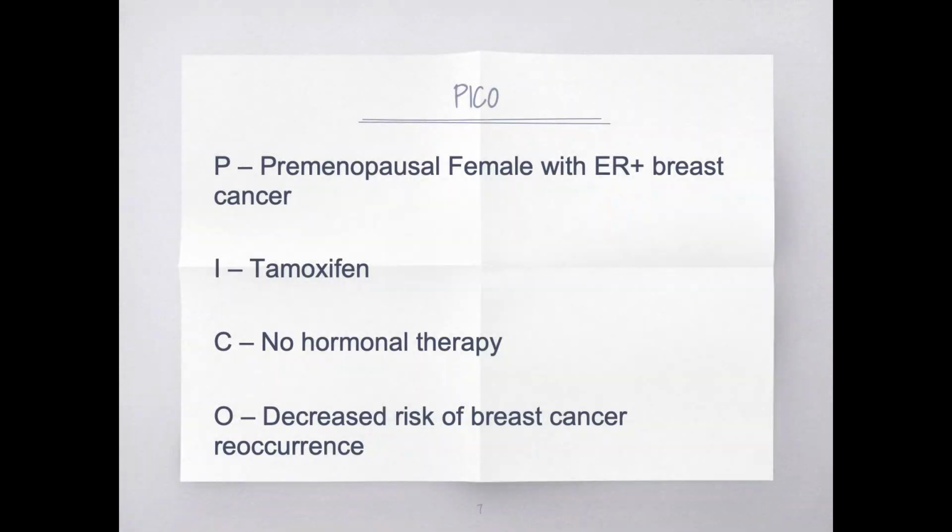Let's assume I've read a case study and identified the elements needed to organize a well-built, answerable clinical question. For patient, population, or problem, I've identified a premenopausal female with estrogen receptor-positive breast cancer. The intervention identified is the medication tamoxifen. I want to compare the intervention to those premenopausal patients who get no hormonal therapy to see if there is a decreased risk of a breast cancer recurrence.